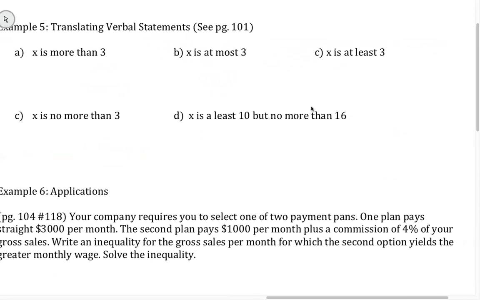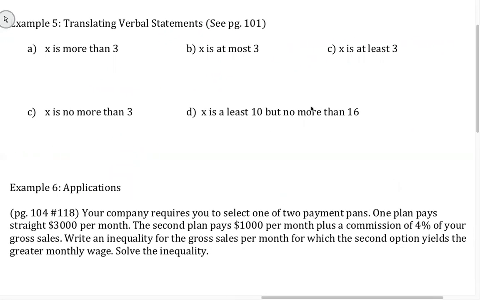All right. Got to get through some of these. Translating verbal statements. Super easy. Ready, Mr. Dolan? Yes. Awesome. x is more than 3. You ready for this? You want to see how easy this is? More than. It means I'm eating the x. Bam. Problem's done.